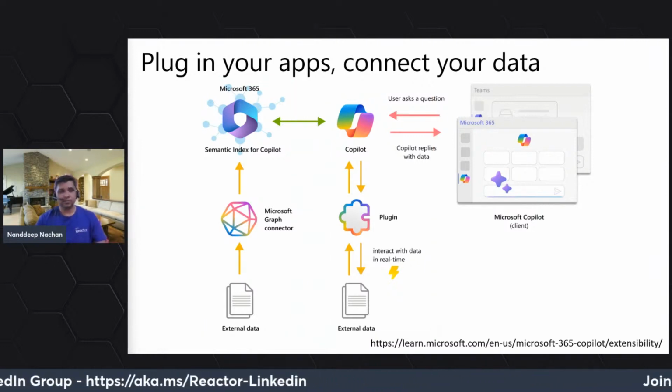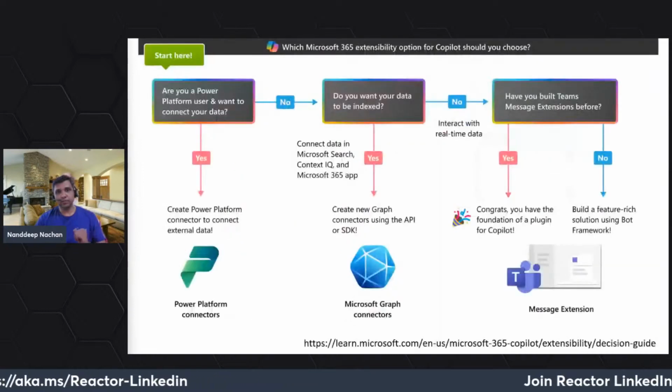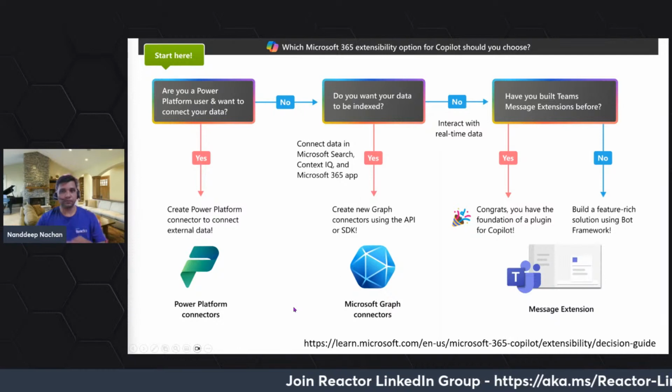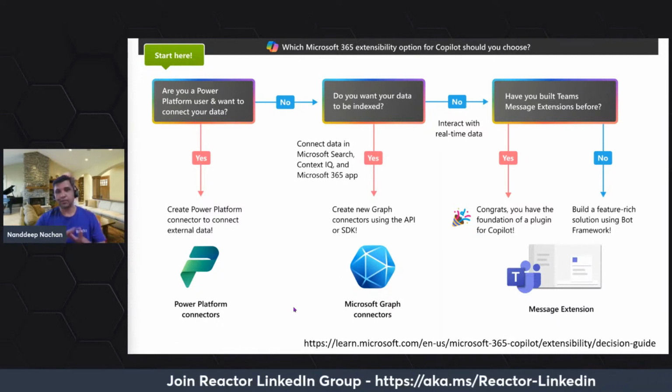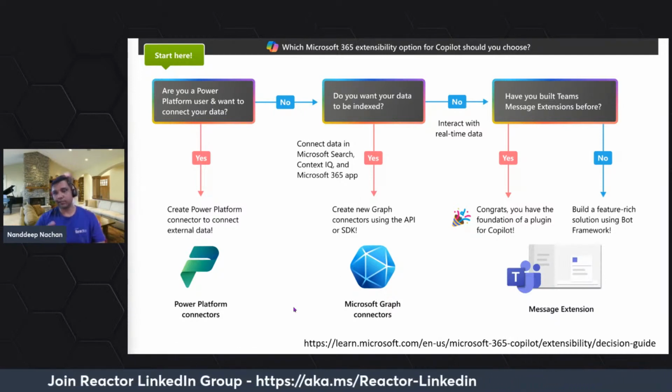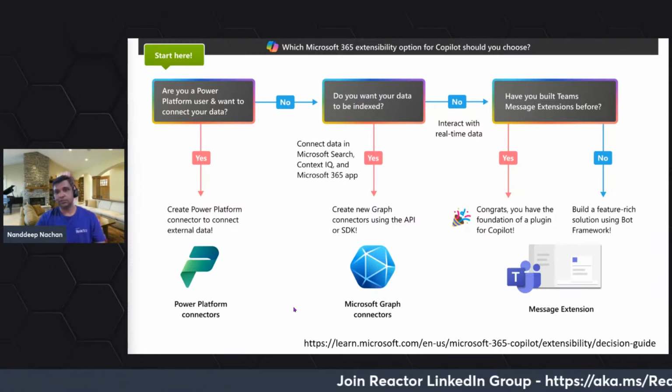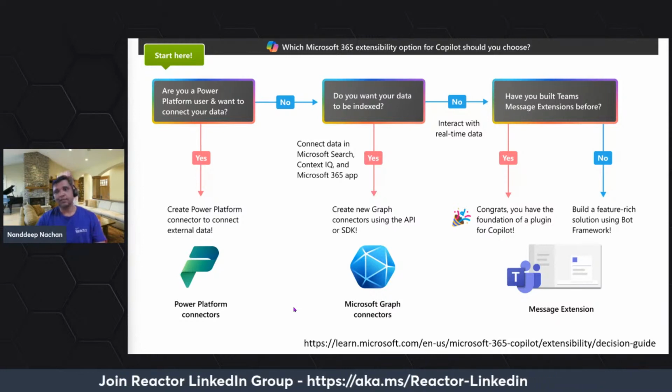All right, so let's see what the available options are by which you will be able to do that. Let's talk about those extensibility options for Microsoft Copilot for Microsoft 365. You can customize Copilot for Microsoft 365 in different ways using external services, apps, and data. And if you want to create your own connector or plugins, you can choose the tools, software, or SDKs which are best suited for your needs.